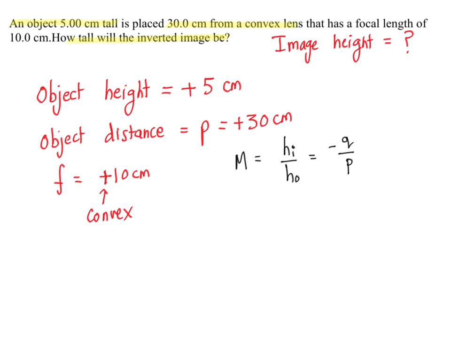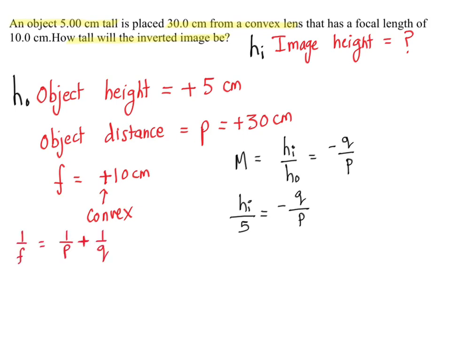So it's asking us to find the image height. The magnification formula is HI over HO equals negative Q over P. HO is the object height and HI is the image height. Let's first put the numbers which we have. So HI we don't know, HO is 5, equals negative Q over P. Now we have the value for P, but we don't have the value for Q.